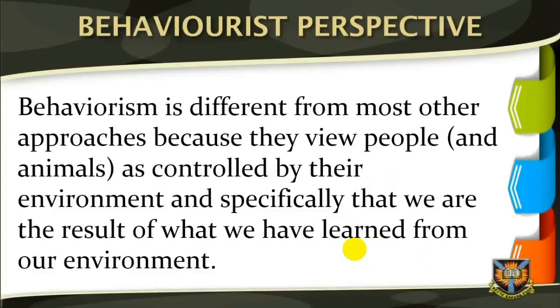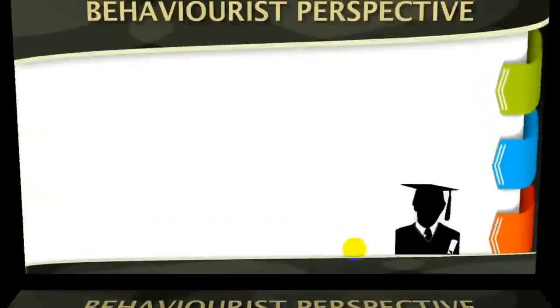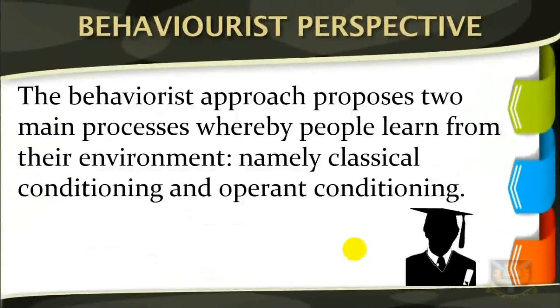Behaviorist perspective. Behaviorism is different from most other approaches because they view people and animals as controlled by their environment, and specifically that we are the result of what we have learned from our environment. Behaviorism is concerned with how environmental factors, called stimuli, affect observable behavior, called the response.